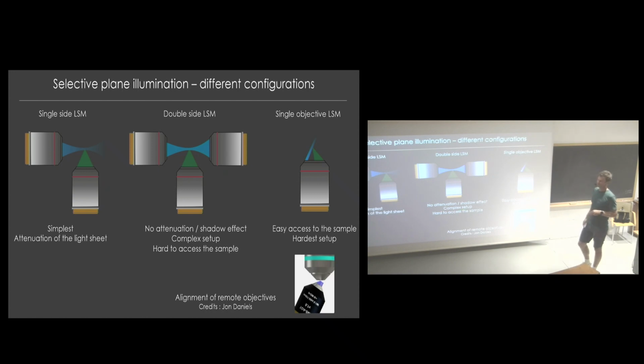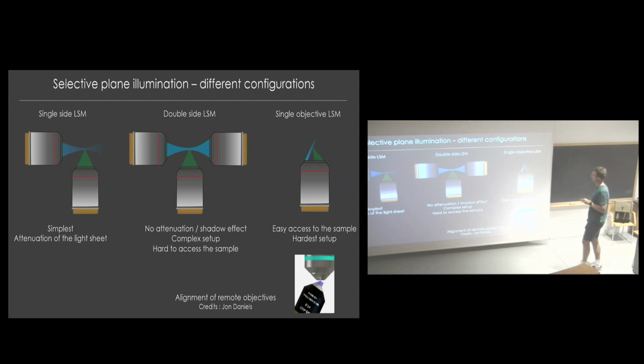Of course, this is more complex, so you need some nice alignment of your two objectives. And most importantly, then you don't have a lot of space to put your sample in the middle. Especially if you want high resolution, objectives have a small working distance, meaning that here, in between three objectives, you have only a few millimeters to put your sample, and so this is really for small embryos or for small pieces of tissue. And so to fight this issue, recently there have been some developments in single objective light sheet microscopy.